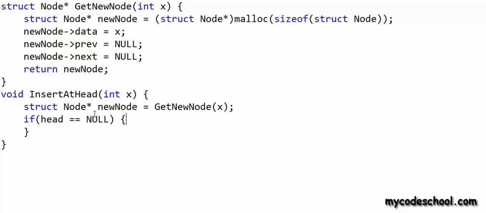Now there will be two cases in insertion at head. The list could be empty, so head will be equal to null. In this case, we can simply set head as the address of new node and return or exit.